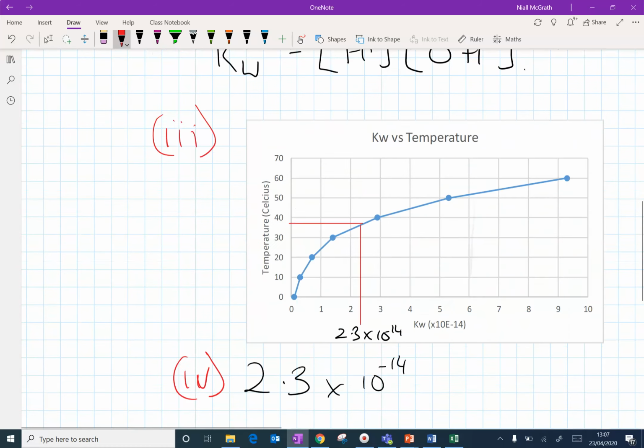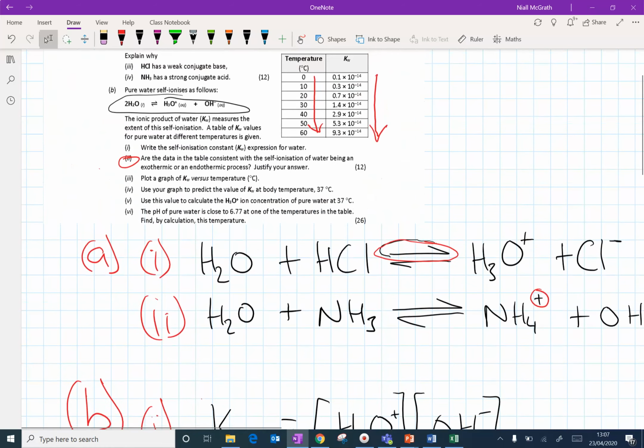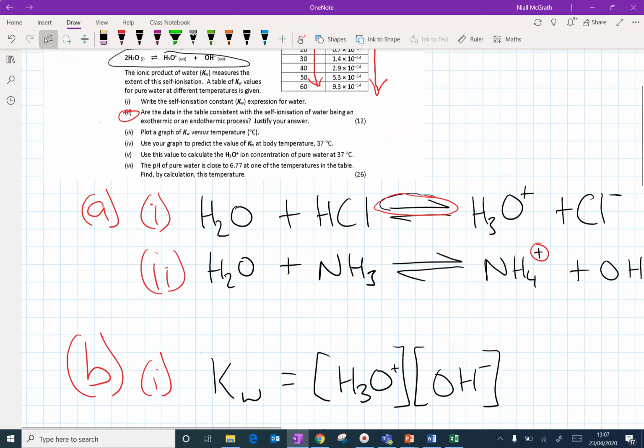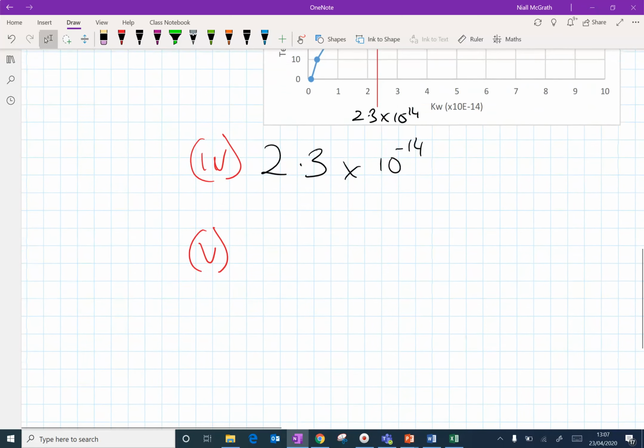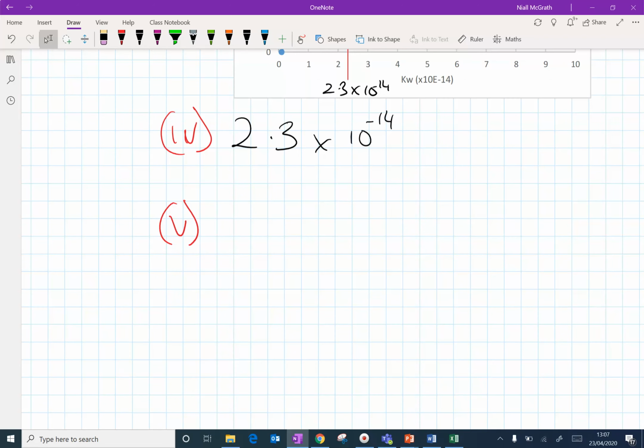Next then we have part 5. Use this value to calculate the H3O plus ion concentration of pure water at 37 degrees Celsius. Now, there's a little bit of work you need to do in order to calculate that. We know that Kw is equal to the concentration of H plus by the concentration of OH minus.